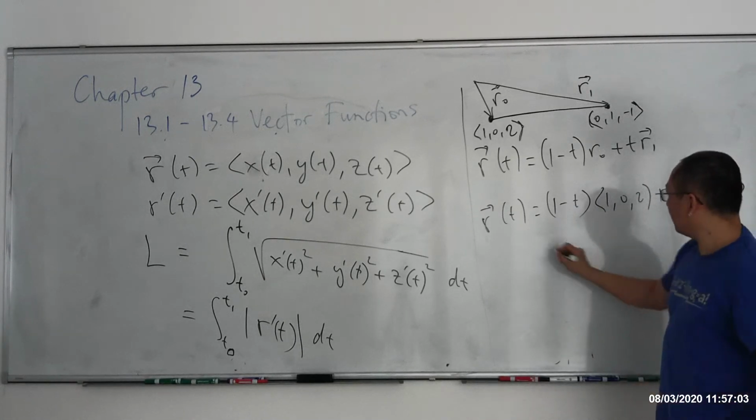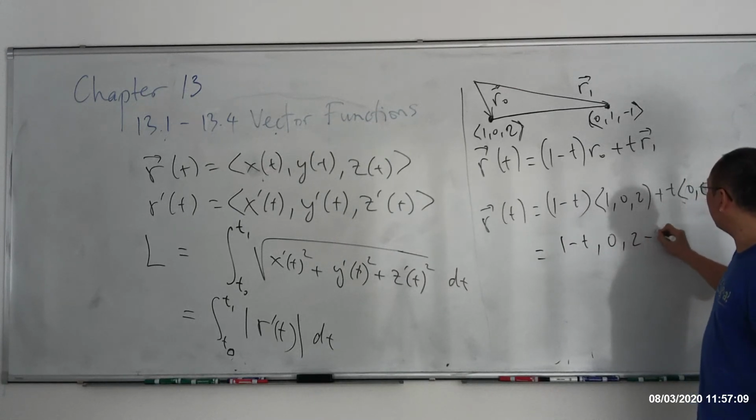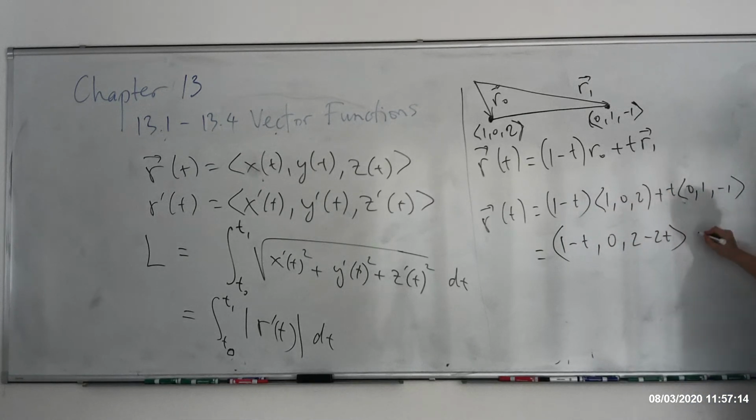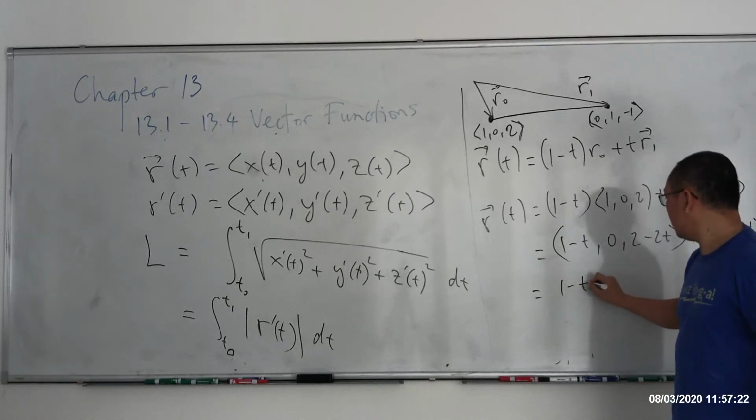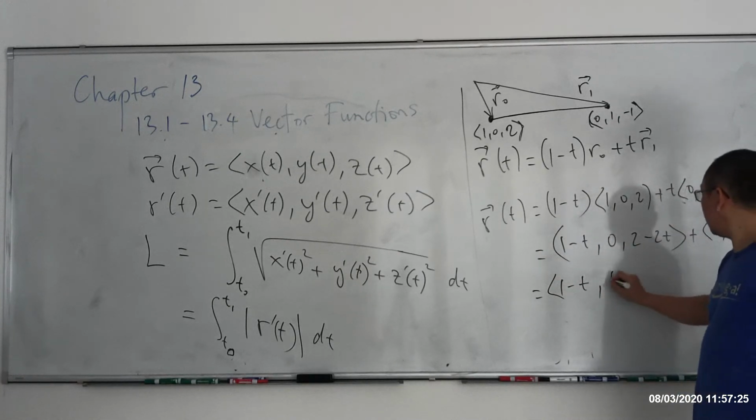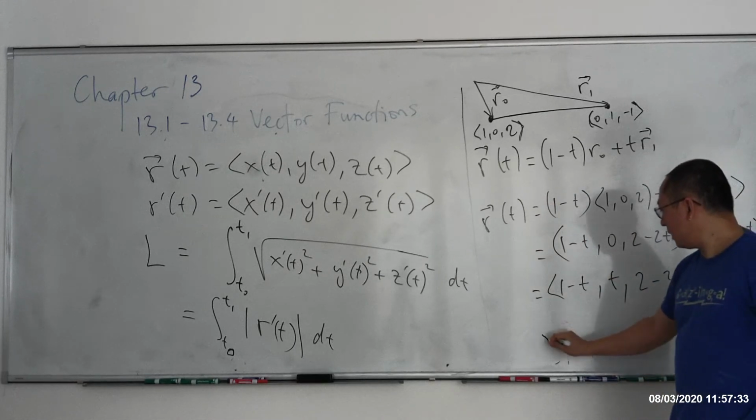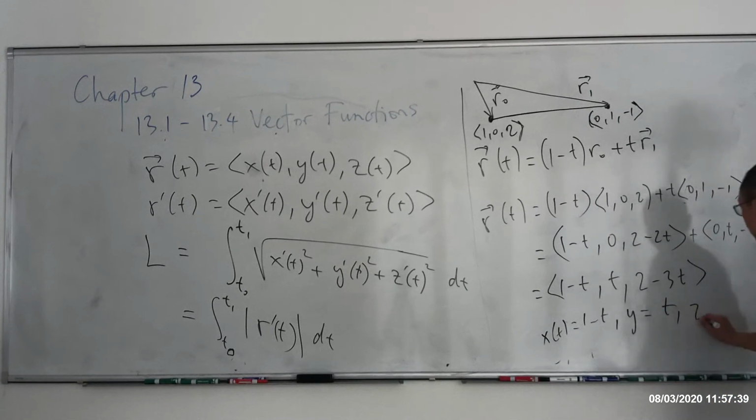And then you can simplify. You got (1 minus t, 0, 2 minus 2t). You see what I did? I multiplied 1 minus t to every single component. Plus (0, t, negative t). Now you add them together. 1 minus t plus 0 is 1 minus t, and 0 plus t is t, and 2 minus 2t minus t is 2 minus 3t. This gives you the vector function where x equals 1 minus t, y is t, and z is 2 minus 3t. Right?